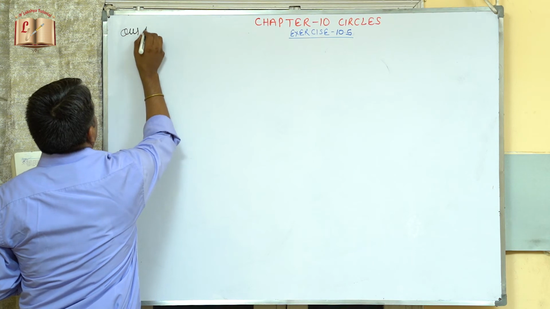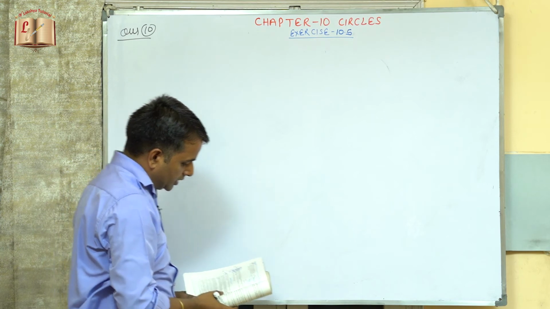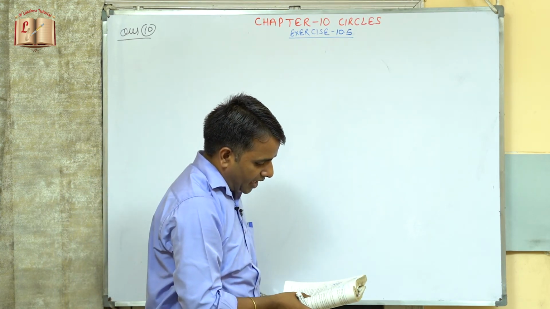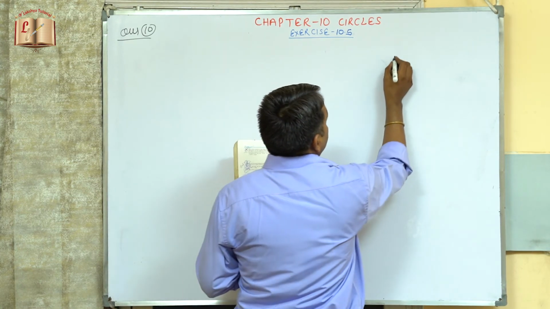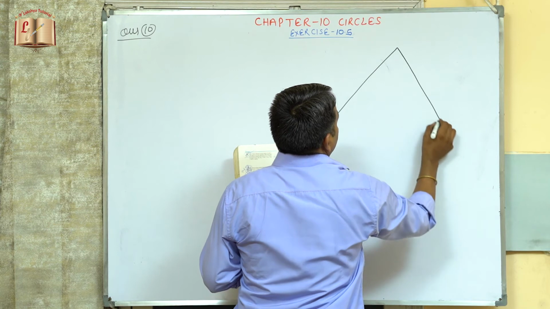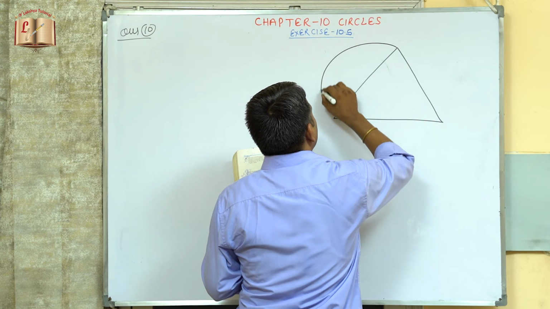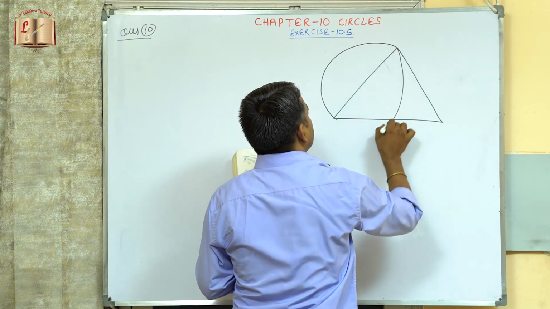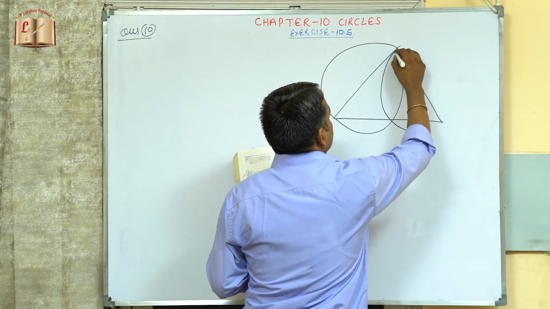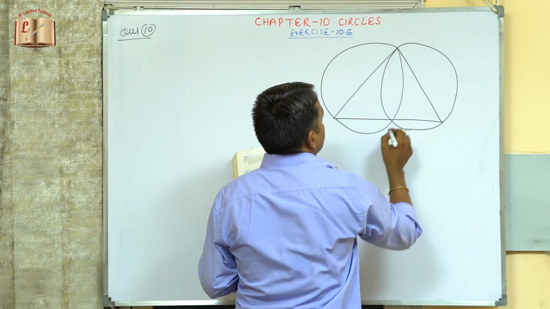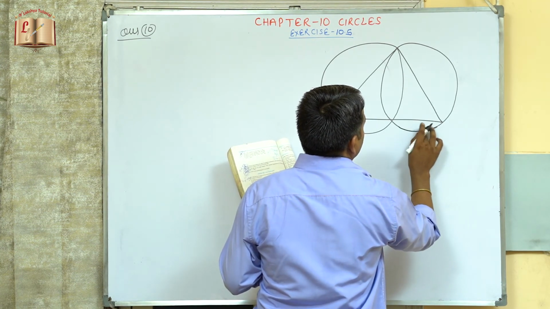Now coming to question number 10. If circles are drawn taking two sides of a triangle as the diameter, then prove that the point of intersection of the circles lies on the third side. I have drawn one triangle and there is one circle taking this side as the diameter and another circle taking this side as the diameter. These are the rough figures now.